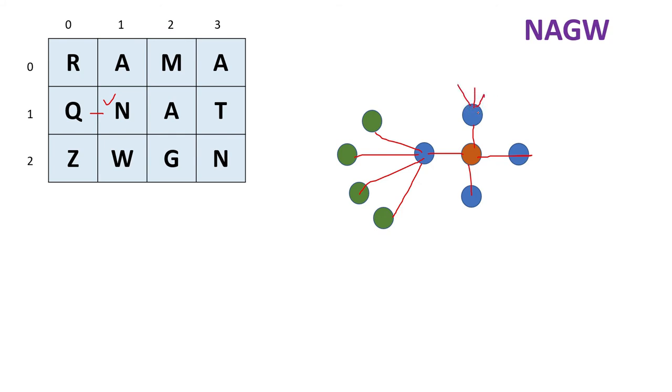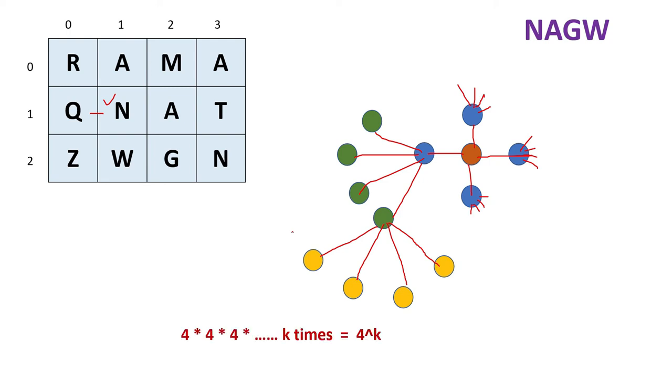I am not showing all of this, but from every one we can go actually. Now from this one, we can again go in four directions, and it is the same for all the others that I am not showing. So if a word has length k, then we have to go 4 into 4 into 4, k times. So 4 to the power k for a single word to search.